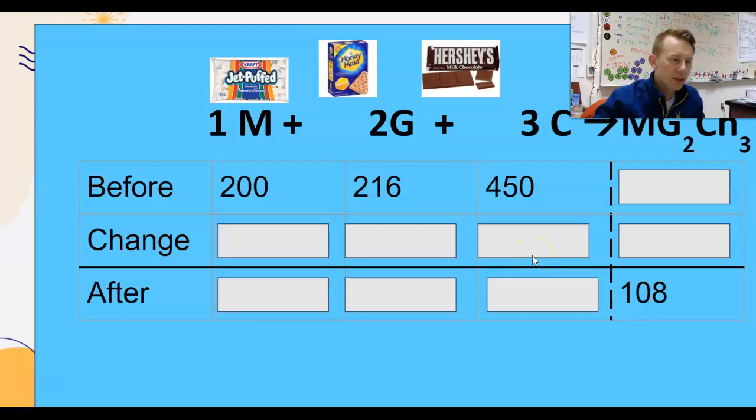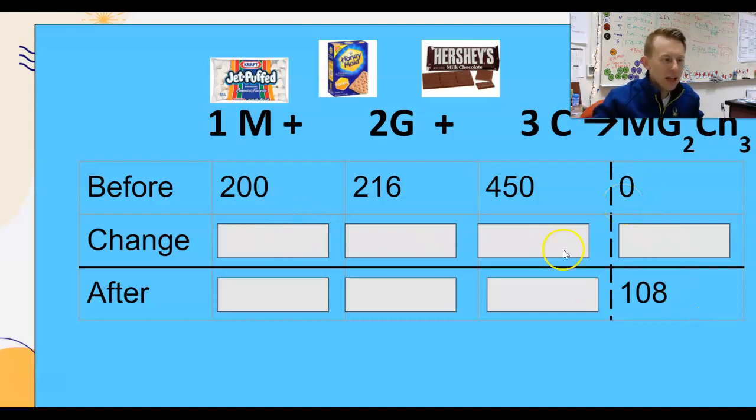And so there are a few things that you can fill out first immediately to represent everything here. That you have your 200 marshmallows, you have your 216 graham crackers, and your 450 chocolates. We also know now that we could make 108 s'mores. And so I put that in the after row for the s'mores, because before we make any s'mores, we do not have any s'mores. So this also we can fill in as a 0. The before for the products is always going to be a 0.